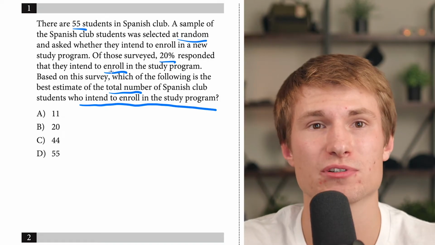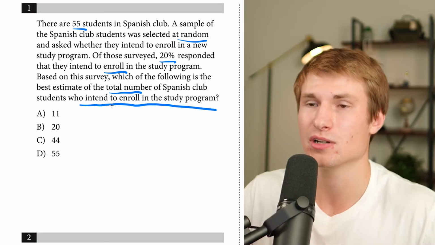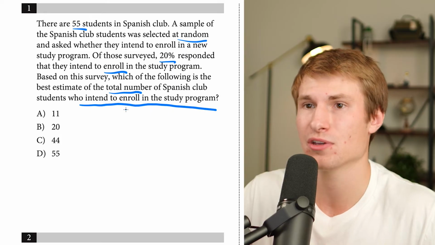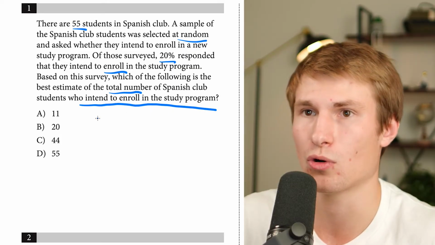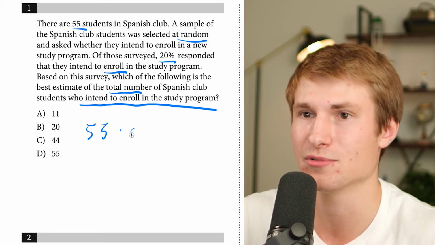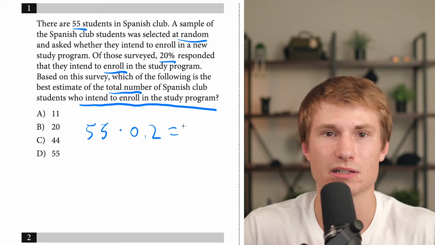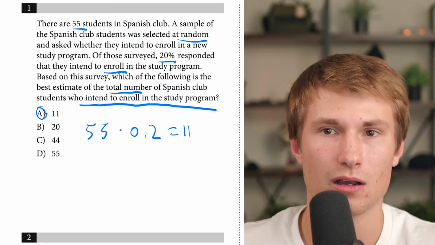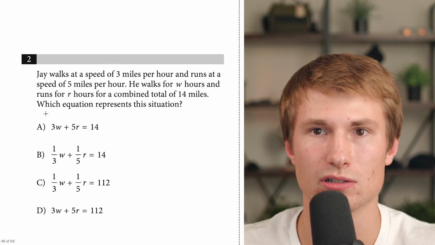Okay, in this case, it's 20% say they intend to enroll, so we estimate how many will enroll, right? So it's really easy. It's just 55 times 0.2 in this case. That's going to give us 11. So our answer there will be A. All right, so let's go ahead and keep on rolling. We got question number 2.